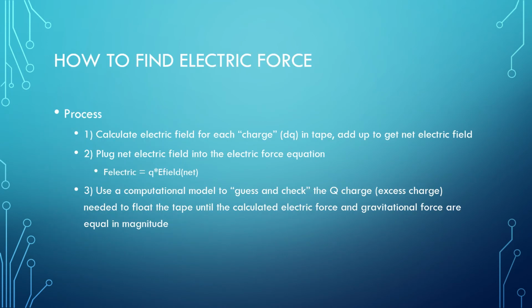How to find the electric force? We're going to calculate the electric field for each smaller charge, or in this case dq, in the tape, and add it up to get a net electric field, which we'll do iteratively in my code. So we plug this net electric field into the electric force equation, and that will give us the electric force. Since the electric force and gravitational force need to equal each other, I can guess and check my Q charge, my excess charge needed to float the tape, and figure out what the charge needs to be as long as the forces equal each other.